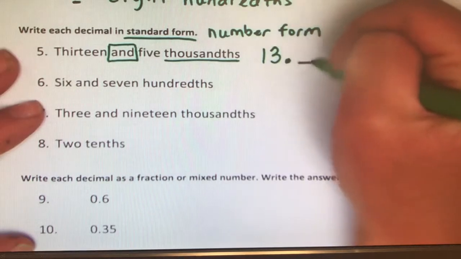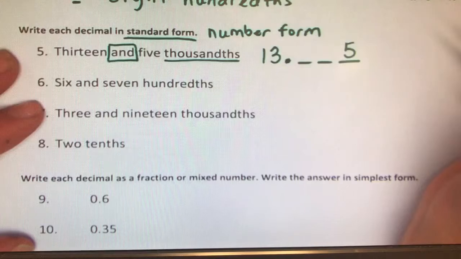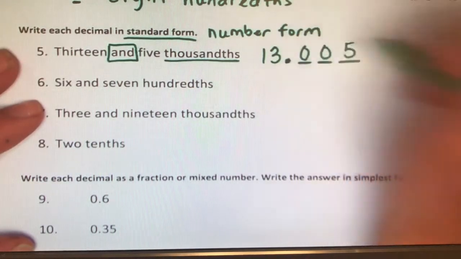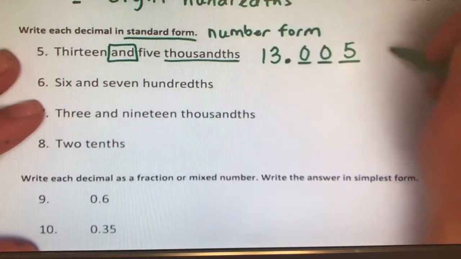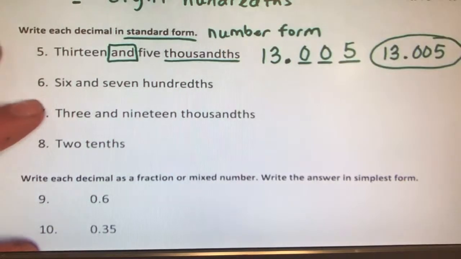We want it to end in the thousandths place. So the 5 needs to be in the thousandths place. And what we're going to do is put zeros in the tenths and hundredths place. So to clean that up, it's going to be 13.005, 13 and 5 thousandths.